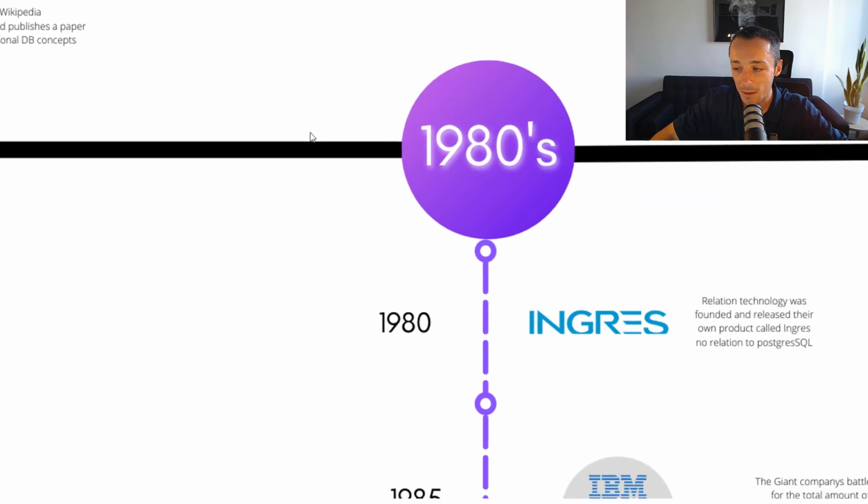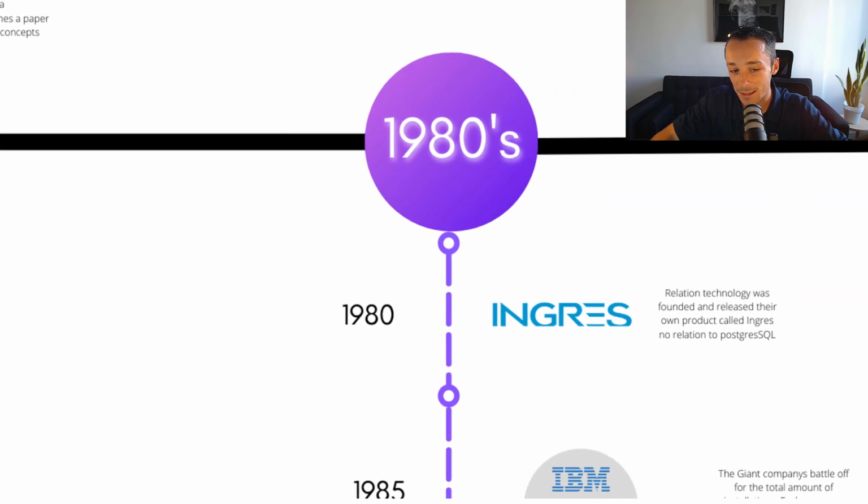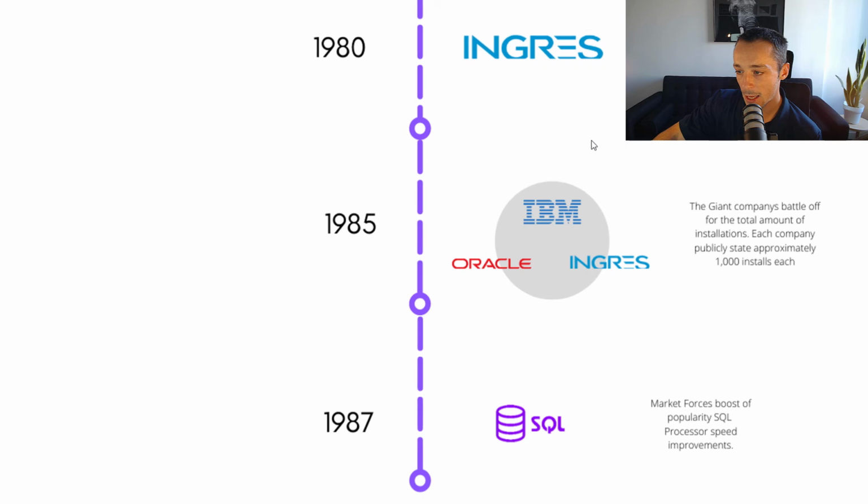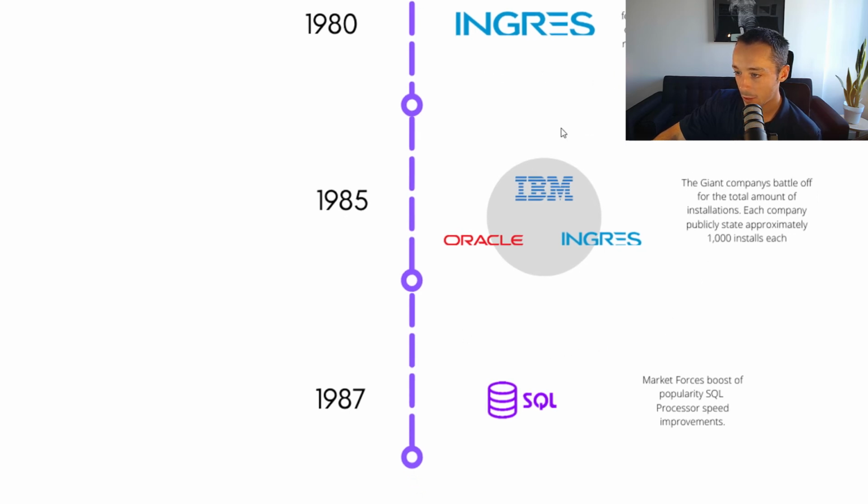If we progress to the 1980s, in relation to the 70s, it wasn't as much activity. We can see another DBMS hit the market called Ingres, no relation to PostgreSQL. And 1985 saw the battle of the three giants: Oracle, Ingres, and IBM. One would always claim they had more installations than the others, but each company publicly stated they had 1,000 installs. They may have been contracting for other organizations and approximated 1,000 installs each. So I guess there was some battle over who could have the most installs.